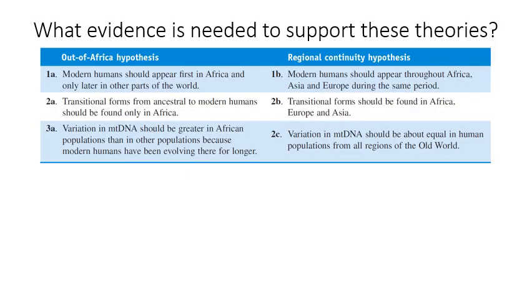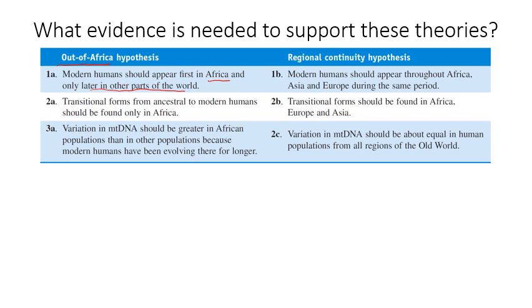So the evidence that we would be looking for to support either of these theories, if we were trying to support the out of Africa hypothesis, where all modern day humans have originated from an ancestral population from Africa, we would expect to see modern day humans appearing first in Africa and then branching out later on to other parts of the world.